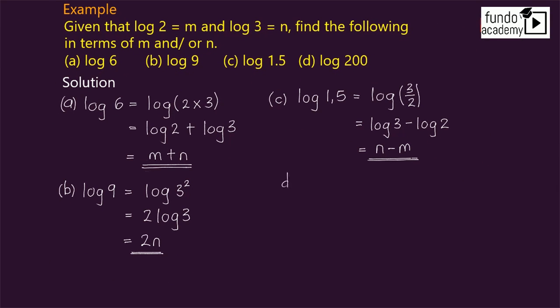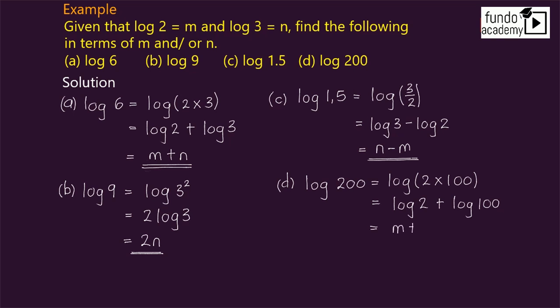Alright, lastly, let's go on to D, where we have the logarithm of 200. For the logarithm of 200, I can say that 200 is equal to the product 2 times 100, which will come out as the logarithm of 2 plus the logarithm of 100. The logarithm of 2 is m. The logarithm of 100, we know it's a common logarithm, is 2. So our solution in terms of m will come out as m plus 2.